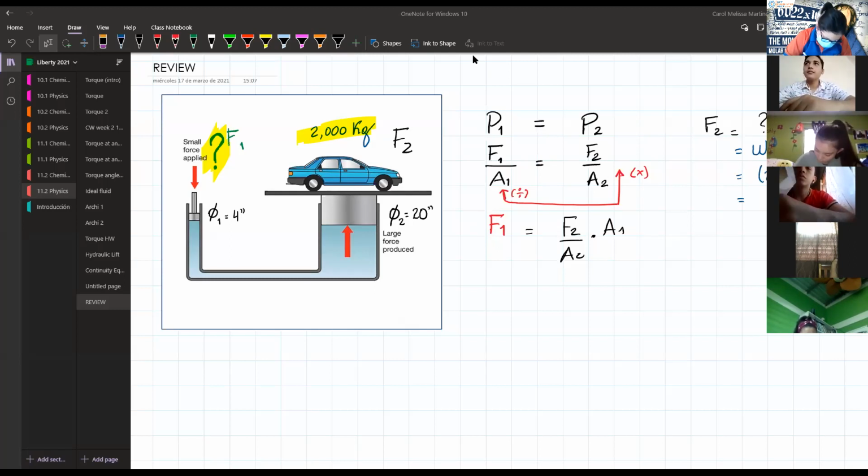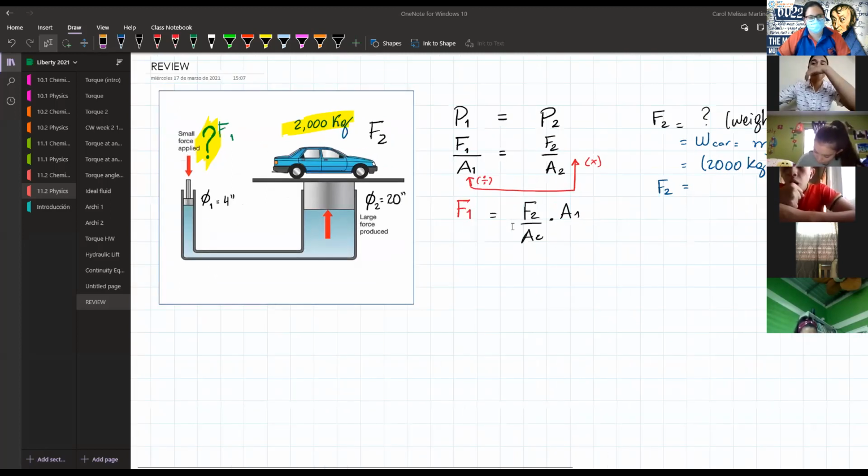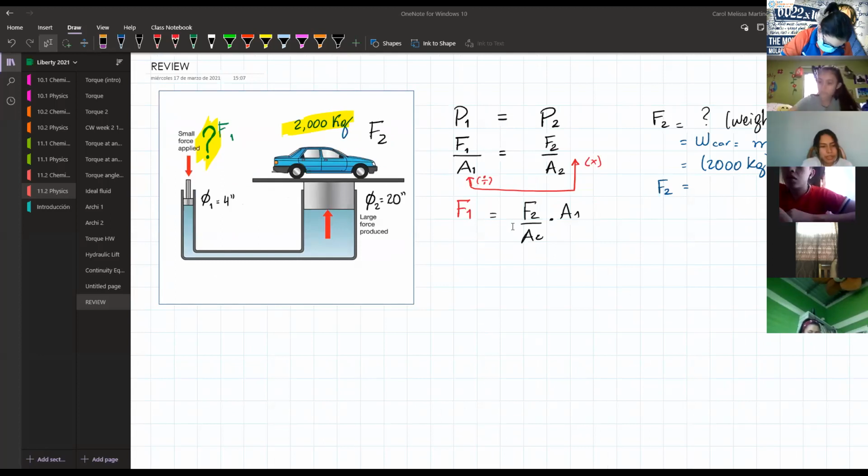How much is this? And tell me the units, please. 19,620, and it's going to be in newtons, right? Newtons, that is correct. So you have already the force. Now we need to get the areas, because I didn't give you the areas. I just gave you the diameter.